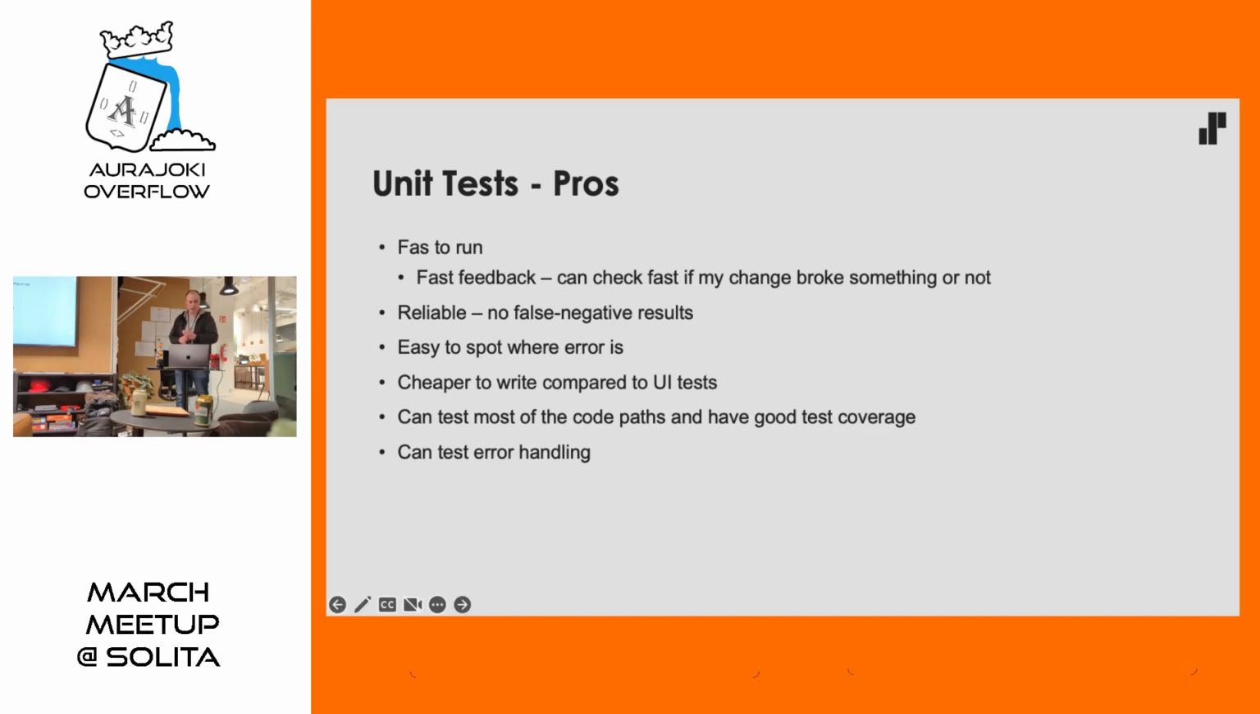Easy to spot where the error is. If the test is failing, usually you're testing some really specific use case or some specific code path or some specific error case. So if the test is broken, you almost instantly know it's this line of code, or these 5 lines of code where the error is, and it's easy to spot.